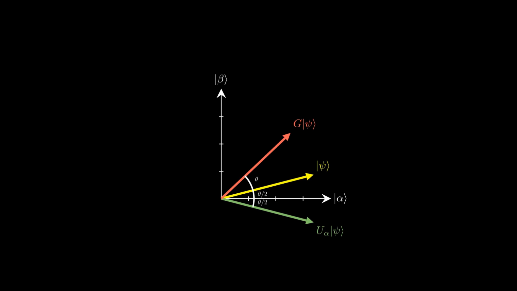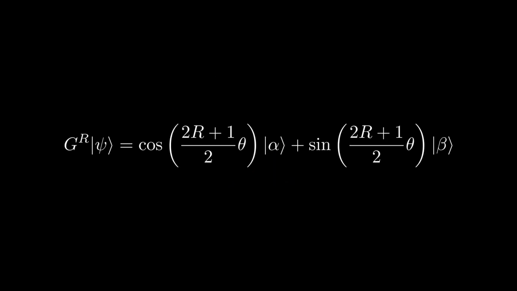Repeating this procedure again, we have that G squared psi differs by angle 5 theta over 2, and so on and so forth. The goal is that by applying G a total of r times, we will eventually become very close to beta. We can define what the optimal r is as follows. By induction, we have that G to the r psi is simply cosine of (2r plus 1)/2 times theta, alpha, plus sine of (2r plus 1)/2 theta, beta.